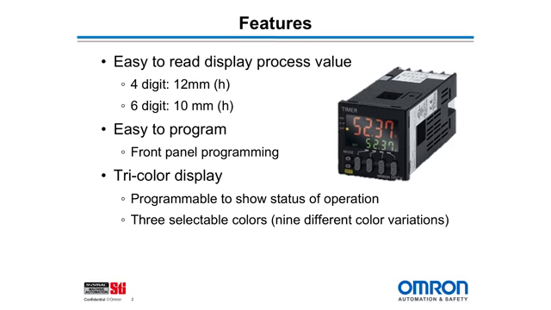First is the easy to read process value. If you have a 4-digit model, the process value will be 12 millimeters high. If you have a 6-digit model, it will be 10 millimeters high. Next, easy to program via the front panel. As you'll see throughout the video, you can quickly set up the H5CX-N timer via the front panel via 4 toggle switches. Next is the tri-color display. The tri-color display is programmable, and the benefit of the tri-color display is that it allows you to see where you are in the timing sequence from across the room.